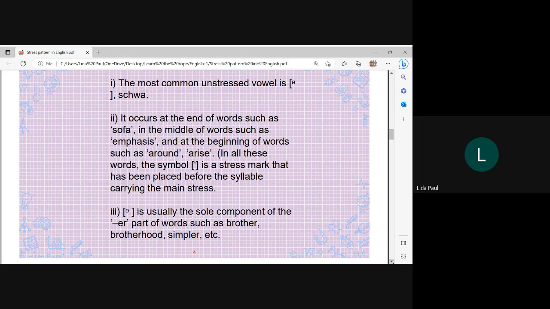What is schwa? You are very familiar with this vowel. We discussed this when we were talking about vowels and consonants in the English language. This is the same vowel sound which is found in words like the following: sofa, emphasis, rise, around, again, at. In the word sofa, you find the unstressed vowel schwa at the end of the word, so it's found in the word-final position. It's not sofa, it's sofa. Then in the middle of words like emphasis.